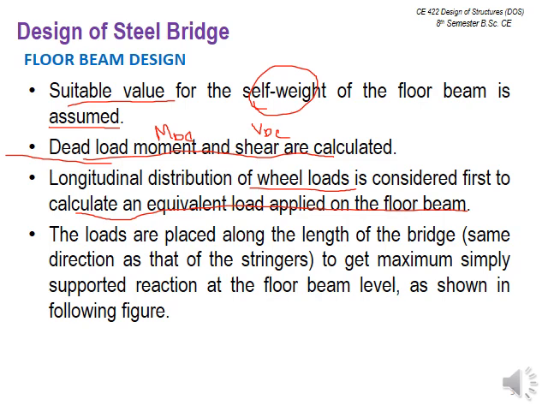So longitudinal distribution will be, in the case of the floor beam, in the direction of the stringers. If this is the floor beam and you are cutting one cross section, here if it is one stringer and you are cutting one cross section over here, in the cross section you will see this stringer. Below the stringer will be the floor beam. So this will be the stringer in the longitudinal direction and here will be the floor beam in the lateral direction.